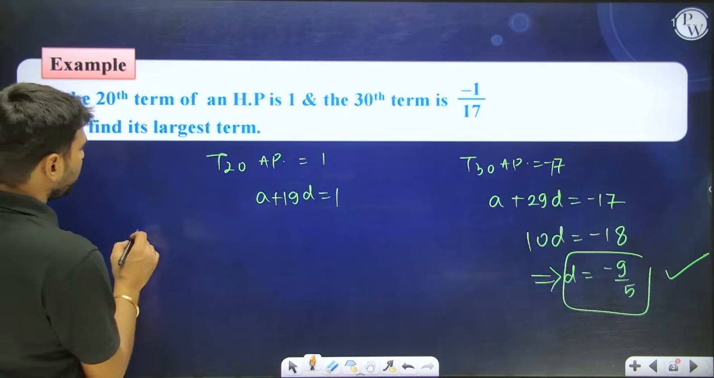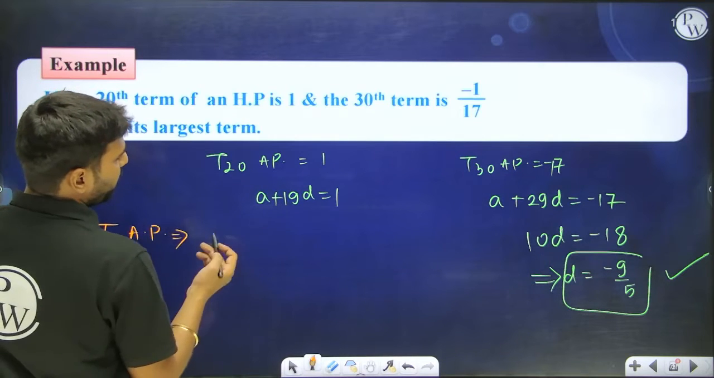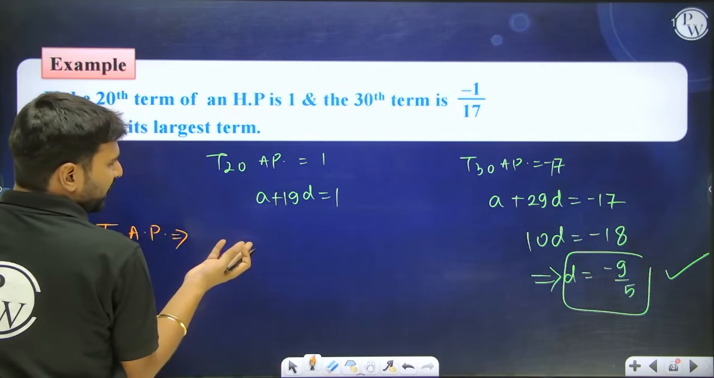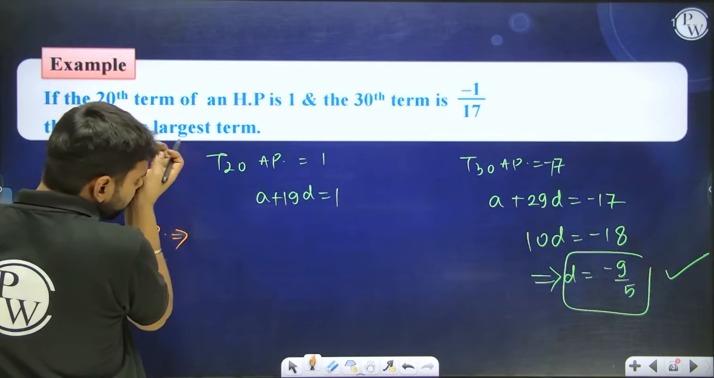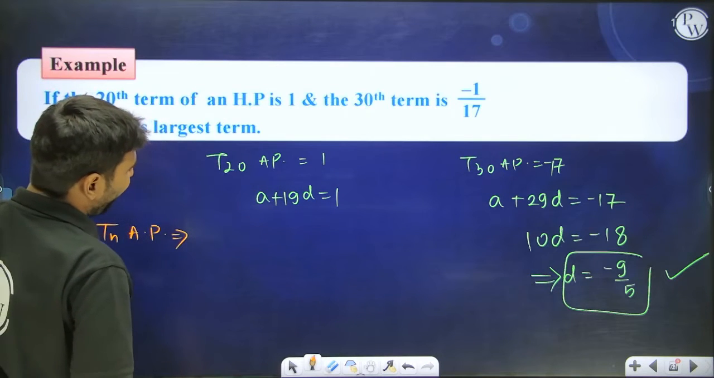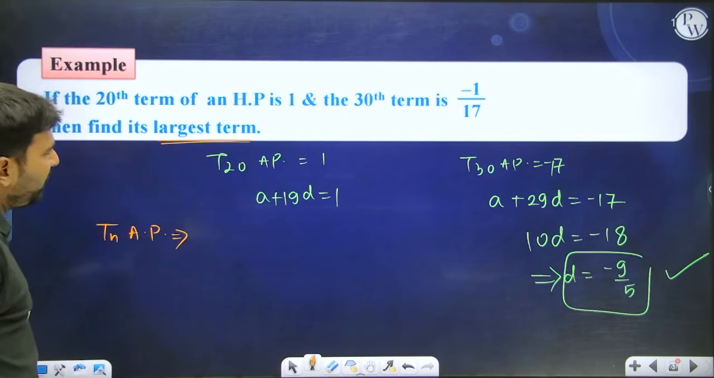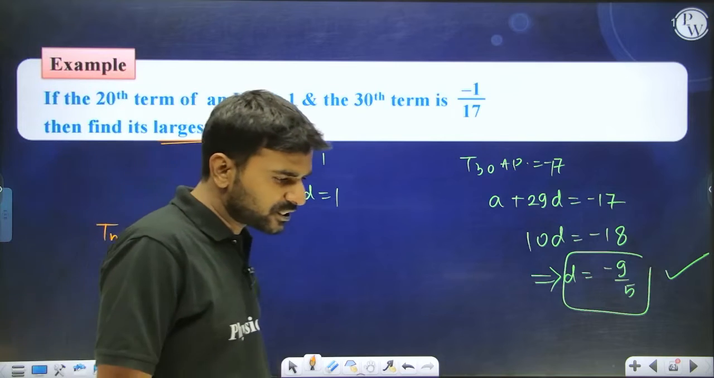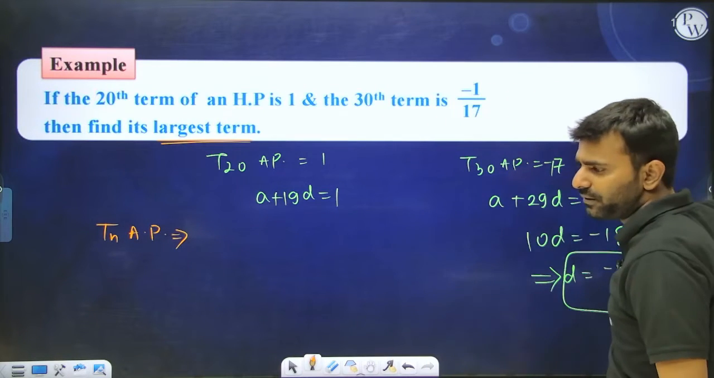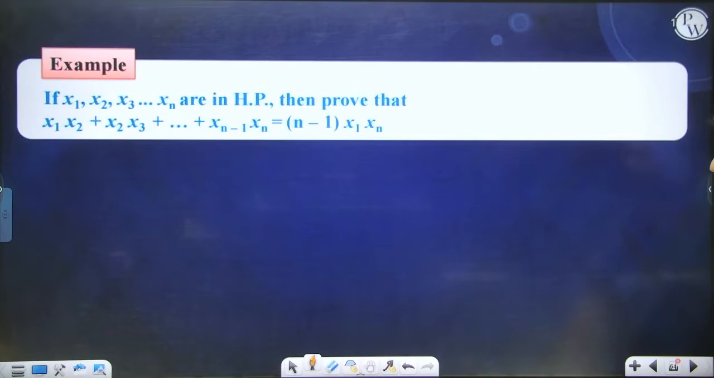The largest term, let's say the nth term of the AP, if you want to write down the nth term of the AP, it will be written as A plus n minus 1 into D. If we have got the value of D, then we can get the value of A as well from here, and can write down the nth term as well. And the largest term, it is saying, of the HP, right, it is talking about the largest term of the HP, means the smallest term of the AP. Smallest term of the AP will be what? I think you guys can find it out, there will be no difficulty at all.